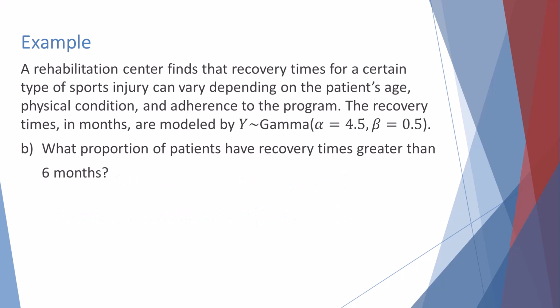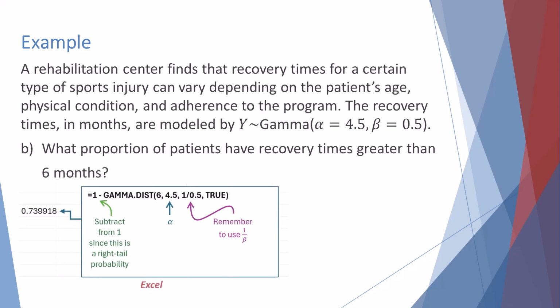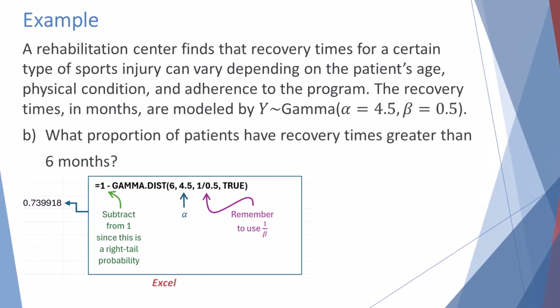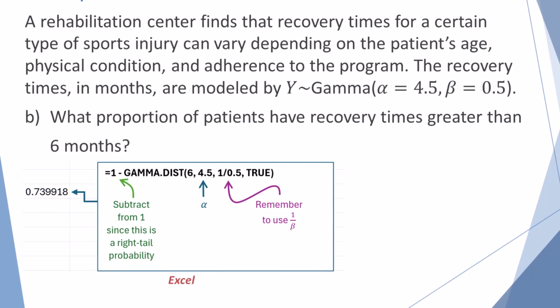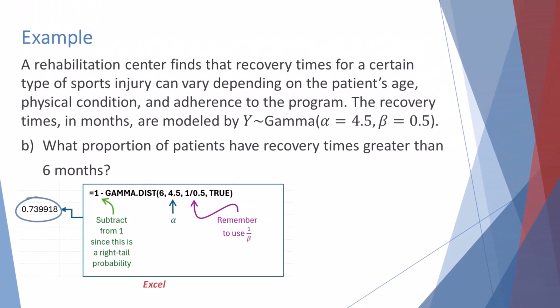What proportion of patients have recovery times greater than 6 months? Well, I'm going to use technology here to do this. In Excel, I can use the gamma.dist command. Now, I'm subtracting from 1 here because I'm finding a right tail probability. And remember, Excel uses a version of the gamma distribution where we have to enter 1 over beta instead of just beta. We find the proportion of patients who have recovery times greater than 6 months to be 0.7399.